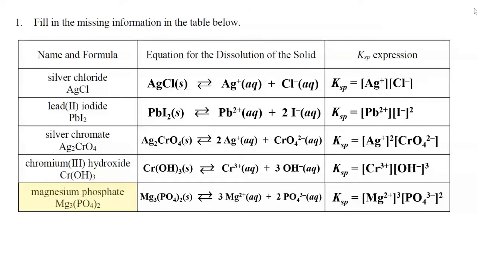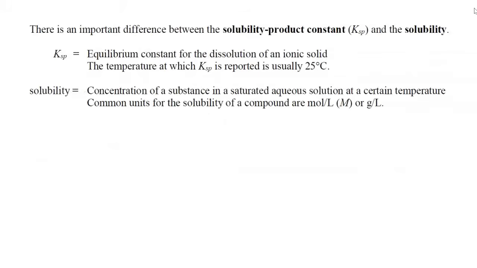And so before I talk about question 2 in the packet, I just want to clarify an important difference between the solubility product constant, KSP, and the solubility of a compound. The KSP is the equilibrium constant for the dissolution of an ionic solid. The temperature at which KSP is reported is usually 25 degrees Celsius, and as you've learned already, there are no units for the equilibrium constant K.